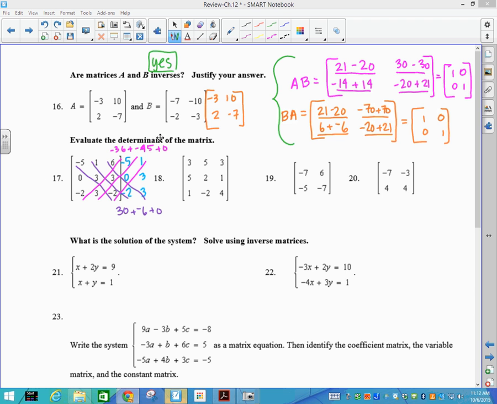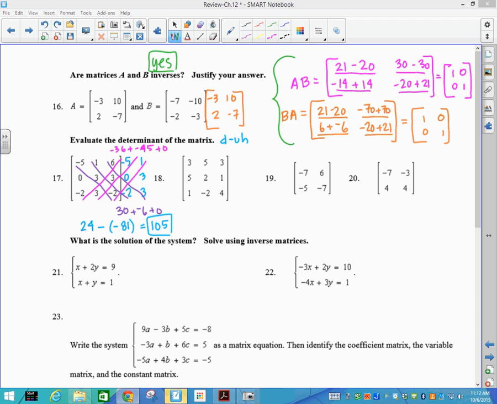Then to find the determinant of any of these matrices, we're doing the downhill minus the uphill. So my downhill products I write down at the bottom. So 30 plus negative 6 is 24, minus my uphill product, which is negative 81. Did I get that right? Yep, negative 81. And so when I combine those two, I get an answer of 105.